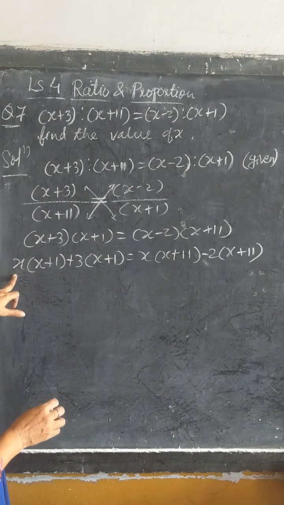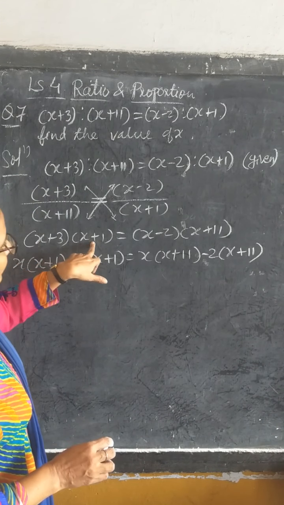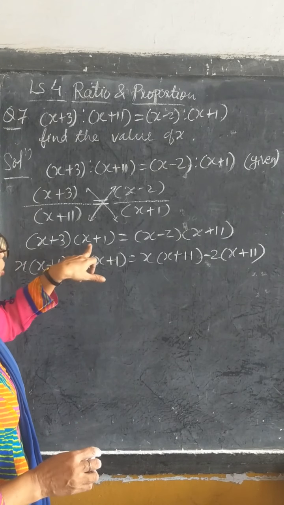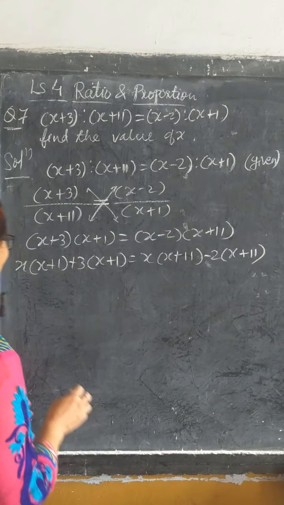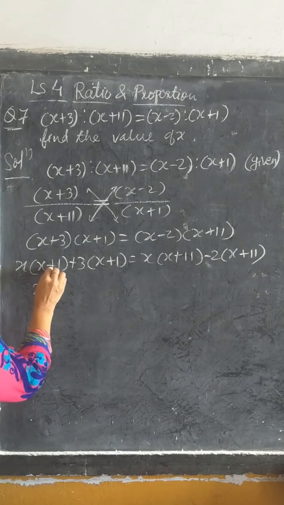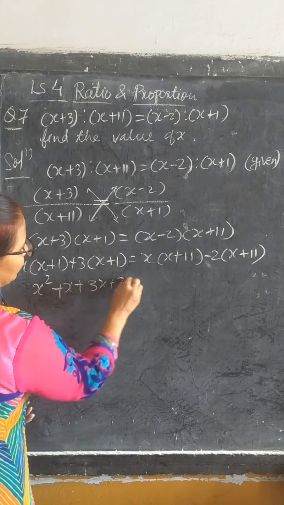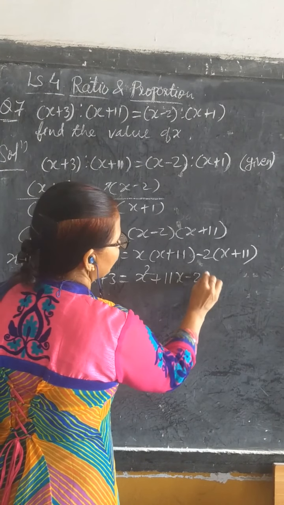So x is equal to what we do? x is equal to x multiplied by the term of the second bracket. Again you will write plus 3 and multiply all the terms of the second bracket. Similarly on the right hand side also. Now let's simplify. x into x is what? x square. x into 1 is x. 3x plus 3. Let's see here. x square plus 11x minus 2x.